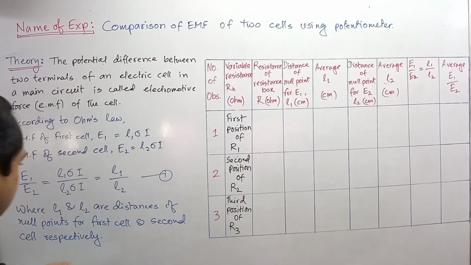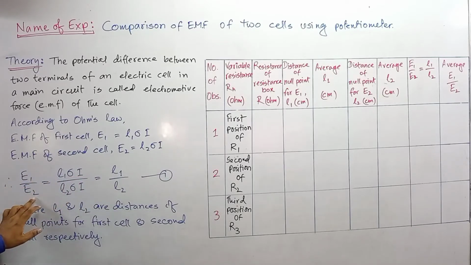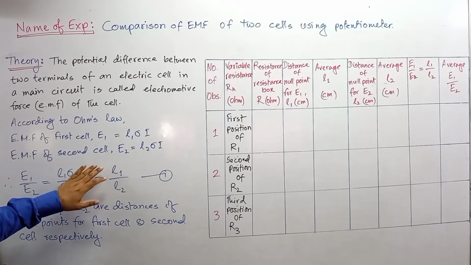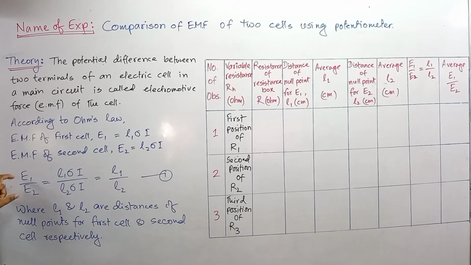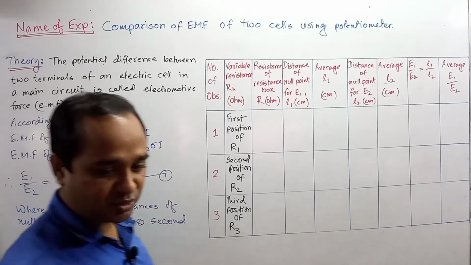Dear student, so from this experiment or from this expression we can get E1 by E2 is equal to L1 by L2. So measuring the ratio of the two lengths L1 and L2, you know what is L1 and L2, you can get the ratio of E1 and E2, right? Dear student, now let's move to the experimental table. Okay.